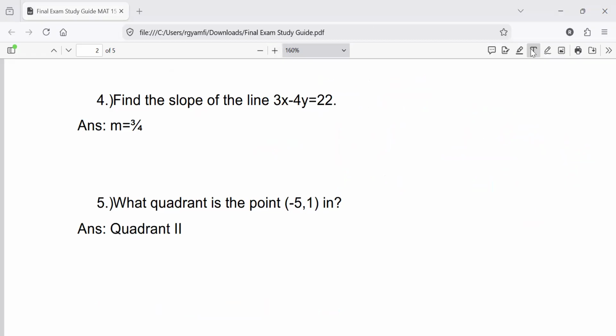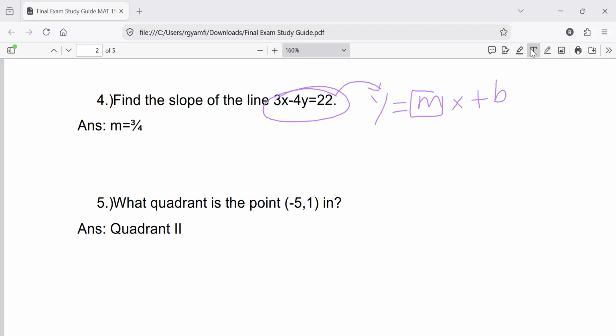Number 4, find the slope of the line 3x minus 4y equals 22. Now, to find the slope, you would have to go back to the slope-intercept form for an equation of a line, which is y equals mx plus b. Now, m is the slope. So your equation must look like that. Y has to be alone. Y has to stand alone before you find your slope.